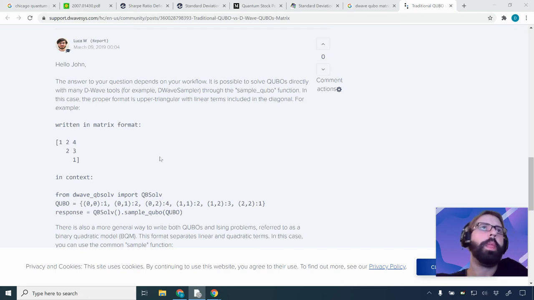So basically, if we have, say, Q0, Q1, Q2, those are the linear terms, and then this is Q0, so this is 0, 0, and then this is 0, 1, 0, 2, and then 1, 2. The rest are, that's why it's just upper triangular, because the other values will be the same.